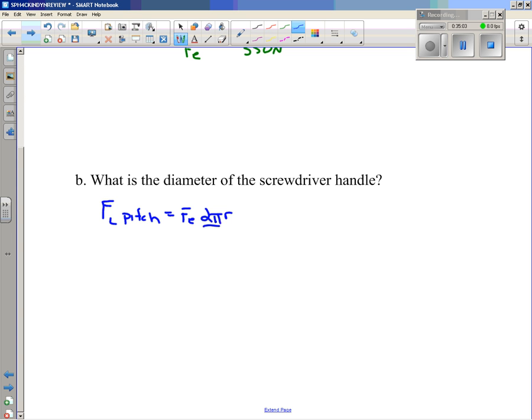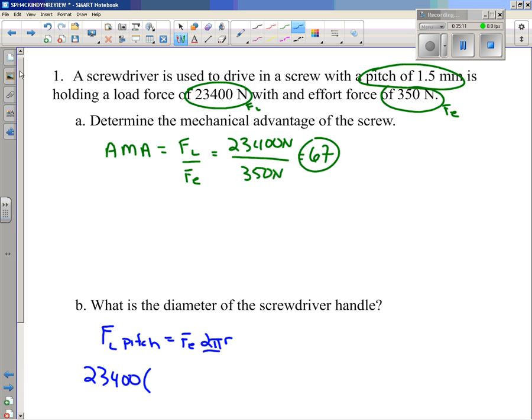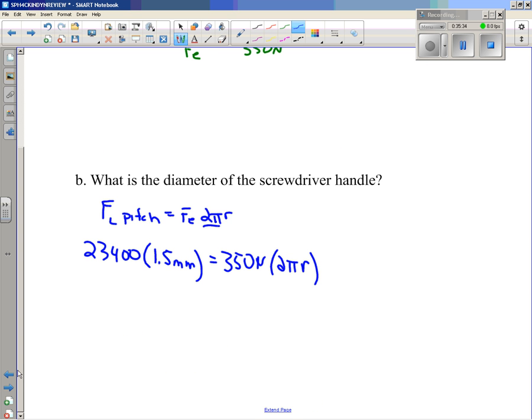Something that screws people up is they forget about the 2 pi, all right? So the load force was 23,400. The pitch, I can't remember what the pitch is, so I'll have to go back up and have a look. The pitch was 1.5 millimeters. And the effort force is 350 newtons, and it's times 2 pi r. So now I'm going to go back down here and solve this. If I go this value times this value divided by this value, I'll have that equal to 2 pi r. And then we'll have to divide by 2 pi still.